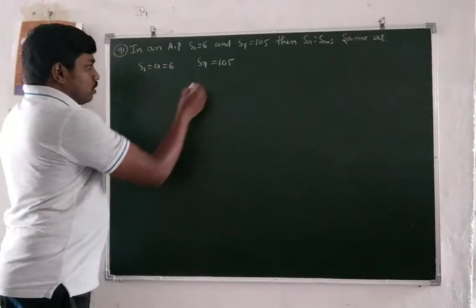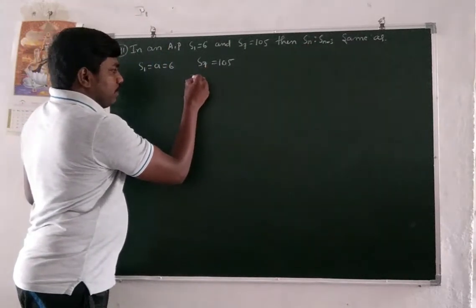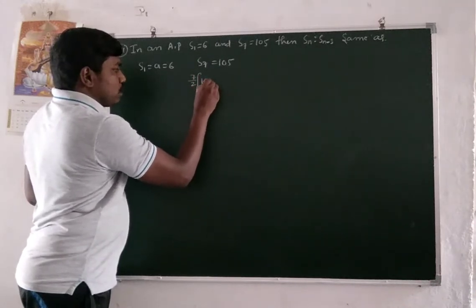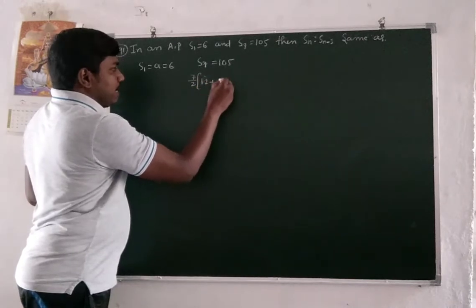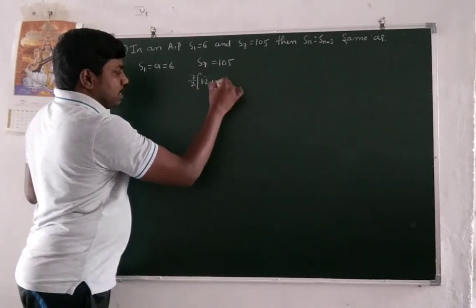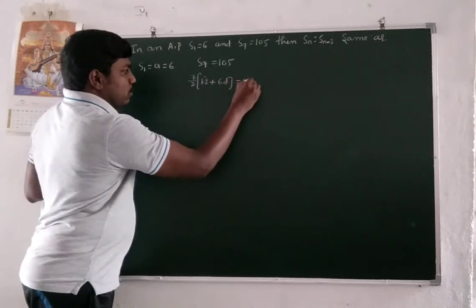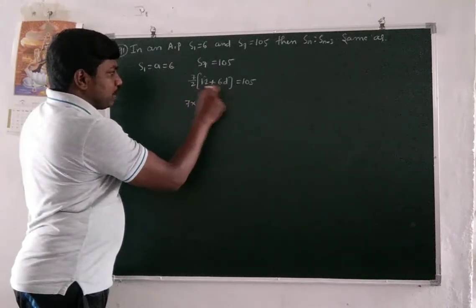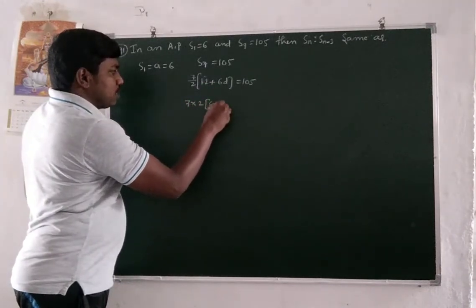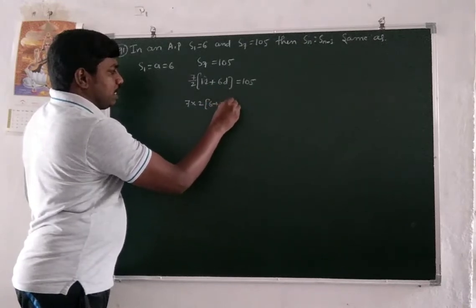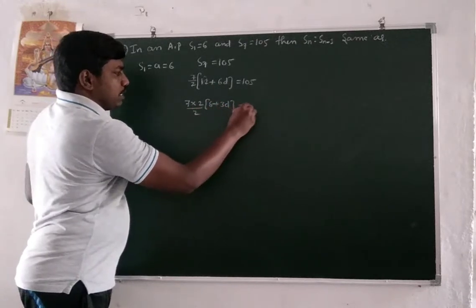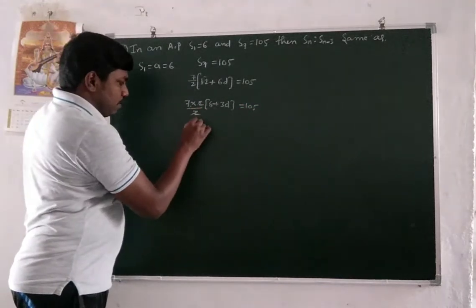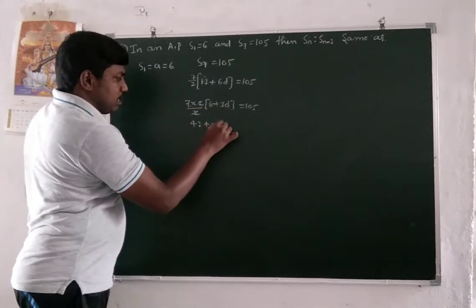So what is S7? S7 means 7 by 2 into 2A. A is 6, and 6 2s are 12, plus n minus 1, that is 7 minus 1, is 6 into D, is equal to 105. So 7 into, take 2 common, 2 into 6 plus 3D, divided by 2 is equal to 105. So 2 gets cancelled. 7 6s are 42 plus 7 3s is 21D is equal to 105.